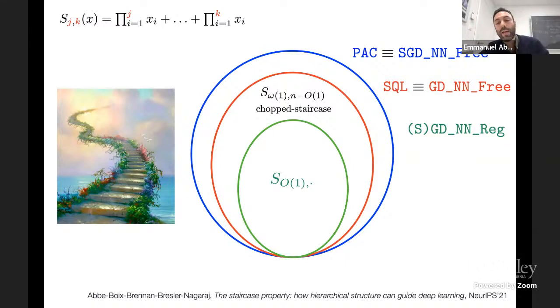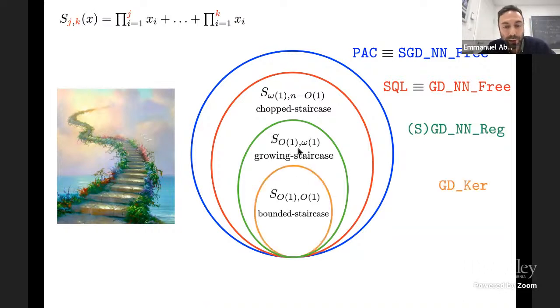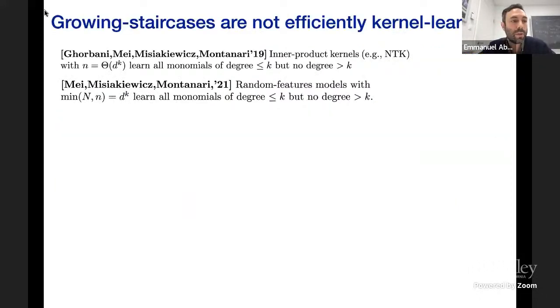Meaning that maybe now we have a pretty simple class of function. And the answer is also no: if you have staircases that have a growing degree, these are not kernel learnable, but they will be learnable by a regular net, as we will discuss in this talk. I'm going to now tell you a bit about why staircases of growing degree are not kernel learnable. First of all, we know already that this would be the case for certain kernels like NTKs or for random features models.